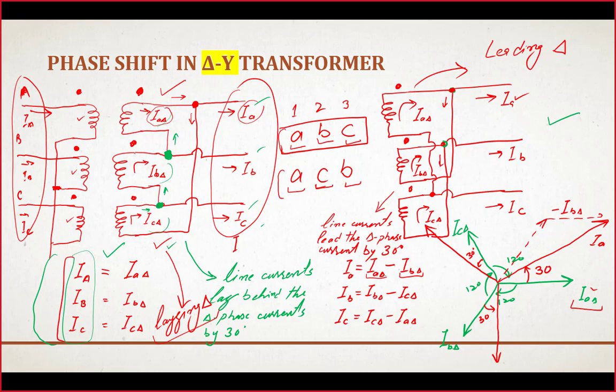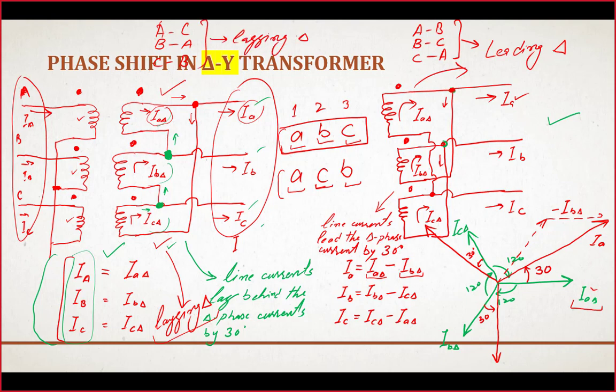So in this manner you can remember: this will be obtained by taking the difference A minus C, B minus A and C minus B. If the difference of current has been taken in this manner, that is a lagging delta, and if the difference has been taken in this manner, A minus B, B minus C and C minus A, that is our leading delta. So here this is our lagging delta.